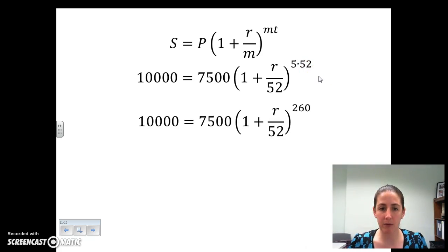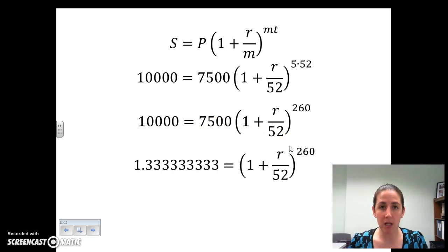Now, do any basic simplifications. We can do that 5 times 52 to get 260. So now we need to solve for R. Okay, so we're going to work the furthest away from R and get R by itself, isolate the variable. So we'll start by dividing by 7,500, and we get 1.33333333. Don't round. Save your rounding for the very end.